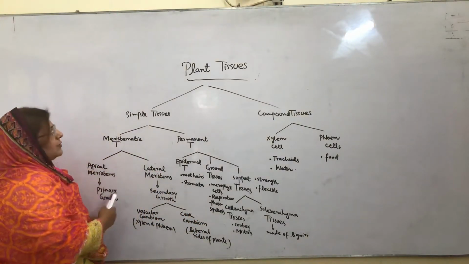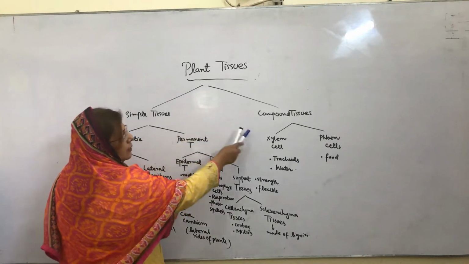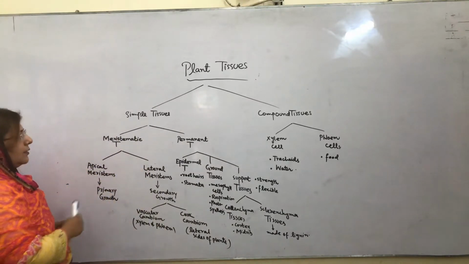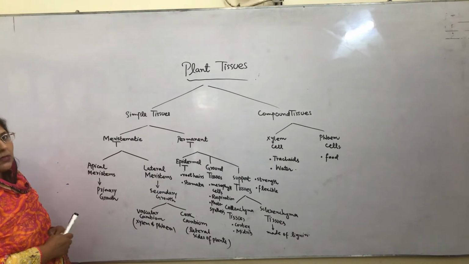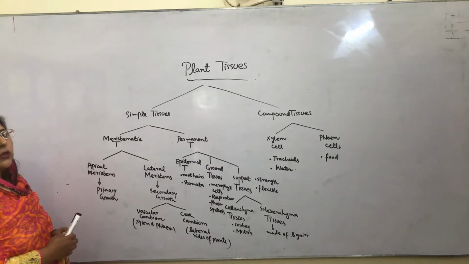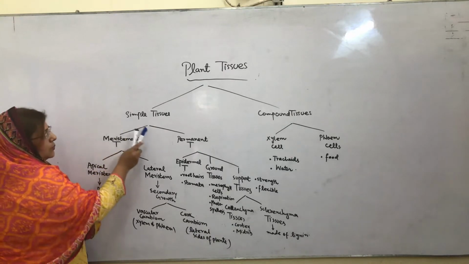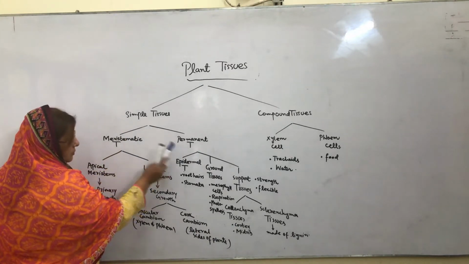Plant tissues are first of all divided into two main big groups: simple tissues and compound tissues. Simple tissues are those tissues which are not complex, which are simple, and they do their specific job. Simple tissues are further divided into meristematic tissues and permanent tissues.